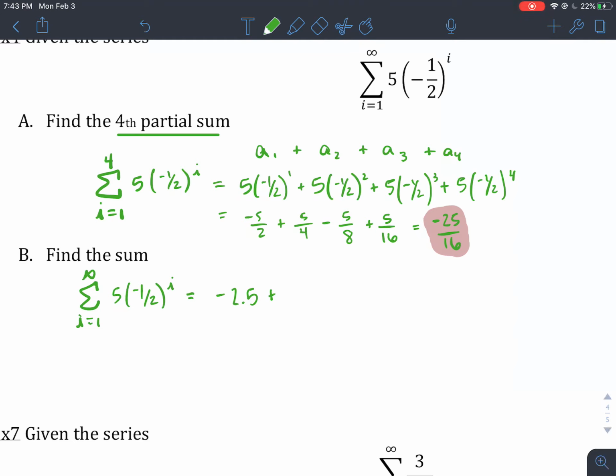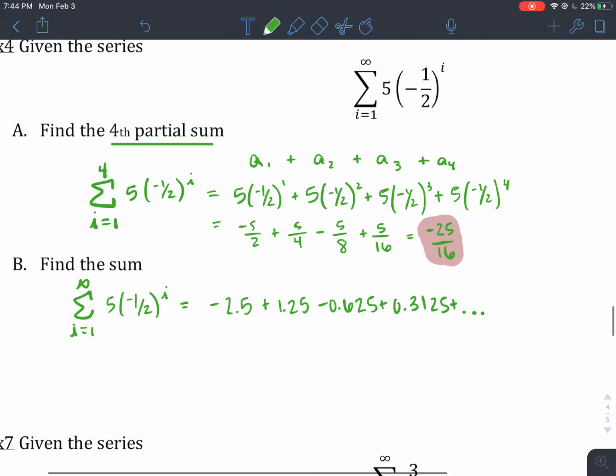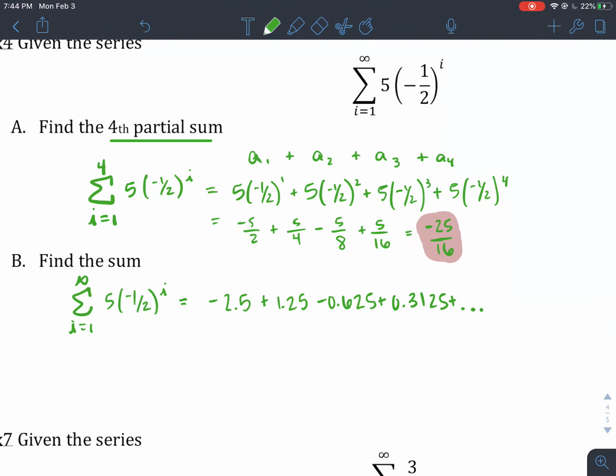That's -2.5. Plus 5/4 is 1.25. Minus 0.625. Plus 0.3125. Plus ... Now this one doesn't end, so we have to do that plus ... And you may not see a pattern, and it's not very clear on this one. When we get down to our last example, we're going to show you one that you're more likely to see, and you'll be able to see the pattern there. And eventually we'll see how to sum this up using a formula. That's a couple of days away though.